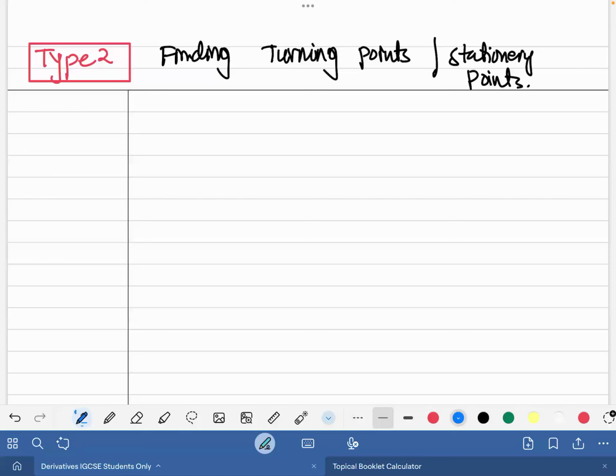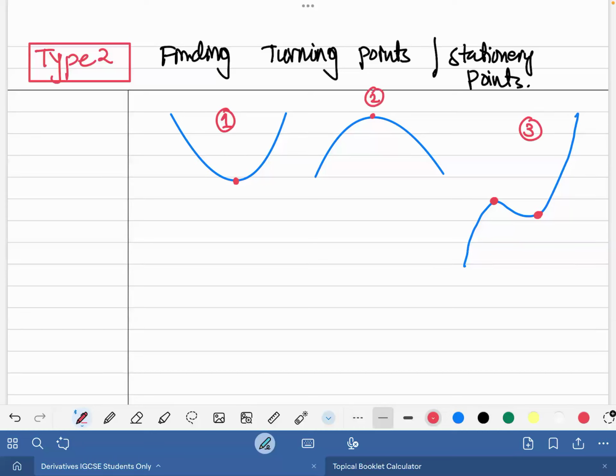For example, look at the graphs. This is graph 1, let's say. This is graph 2. This is graph 3. Now you can see that these graphs, graph 1, graph 2, graph 3, have two turning points. How to find these turning points without the help of a graph?